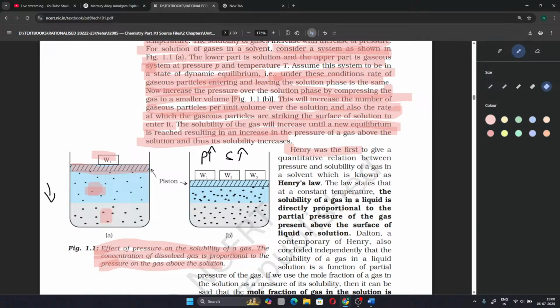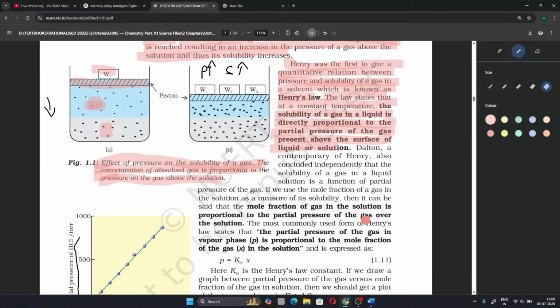Henry was the first to give a quantitative relation between pressure and solubility of a gas in a solvent, which is known as Henry's law. The law states that at a constant temperature, the solubility of a gas in a liquid is directly proportional to the partial pressure of the gas present above the surface of the liquid or solution. Basically, the solubility of a gas in a liquid is directly proportional to the partial pressure of the gas present above the surface of the liquid or solution.